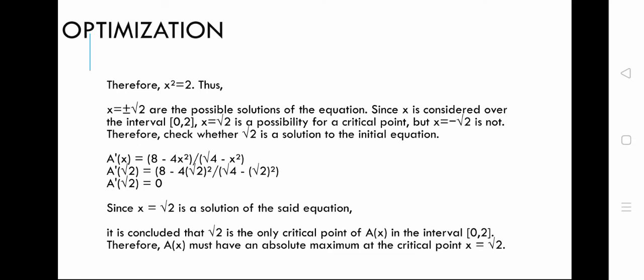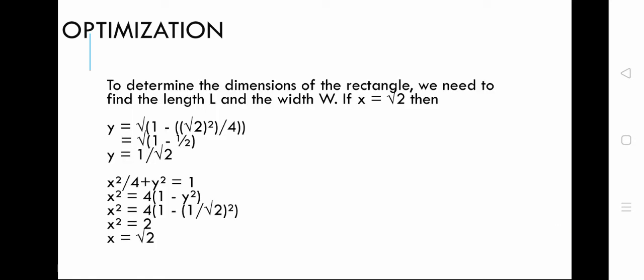Therefore, A(x) must have an absolute maximum at the critical point x equal to the square root of 2. To determine the dimensions of the rectangle, we need to find the length and the width. Let's go back to the very first part of the equation. If x is equal to the square root of 2, since we now have the value of x, then y is equal to the square root of 1 minus the quantity square root of 2 squared divided by 4.